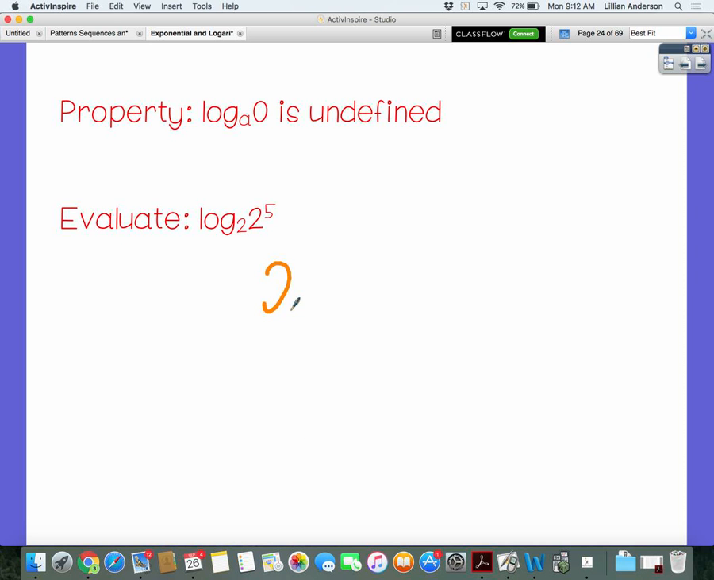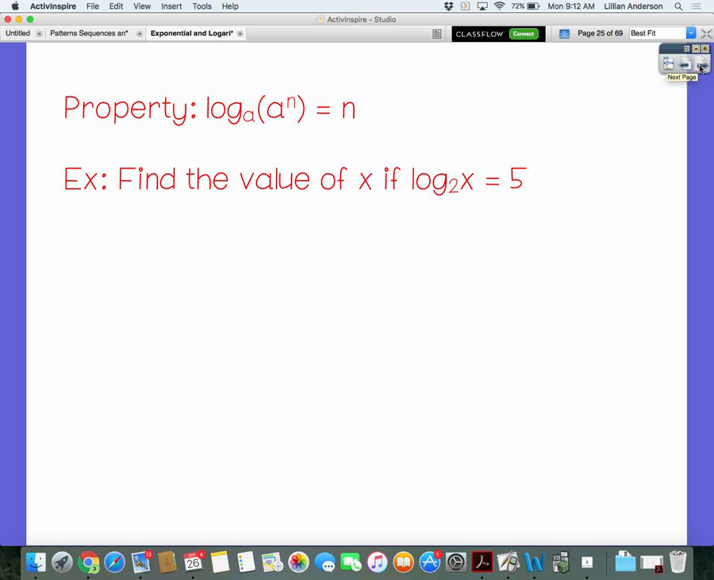The answer is 5. You have 2 to the x equals 2 to the 5th. It's already in the same base, so x equals 5. You guessed it. Another property. Okay? Log base a of a to the n equals n. Basically the base and the big number cancel each other out. You're just left with the exponent. Okay? There you go.